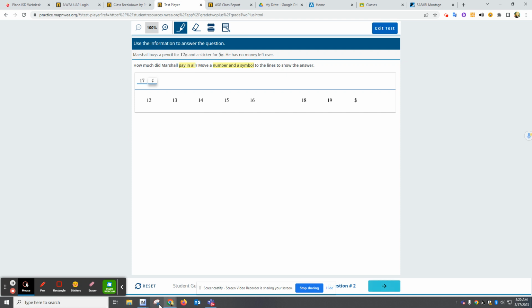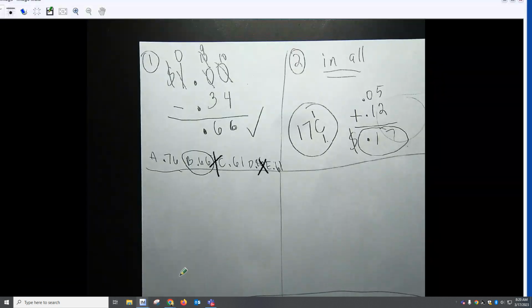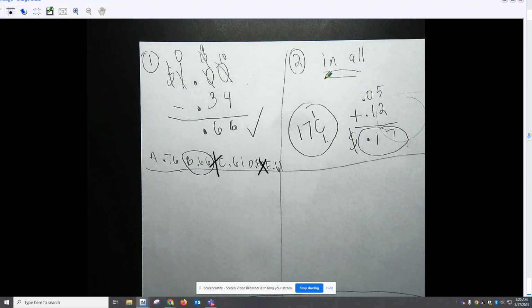So in this case, I am not using my eliminator tool, but I'm writing down the work. I also wrote down a couple words and underlined them, in all. And I'm going to put a plus sign here. So this is how you show effective work. I'm not copying the question. I'm not copying the answers. I'm engaging with the question and I'm showing my work, the mathematical work for the question.